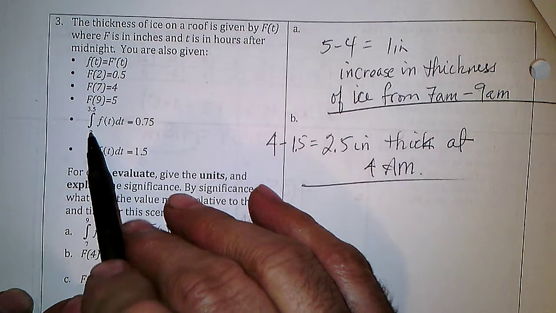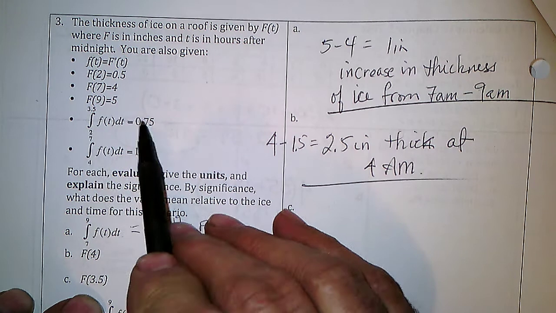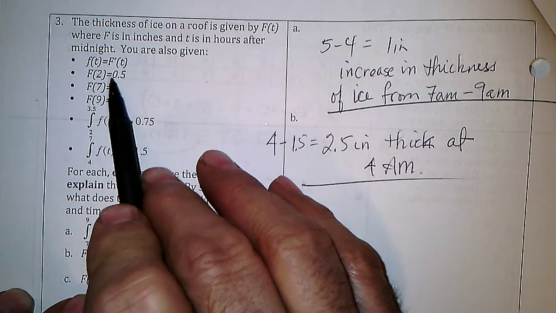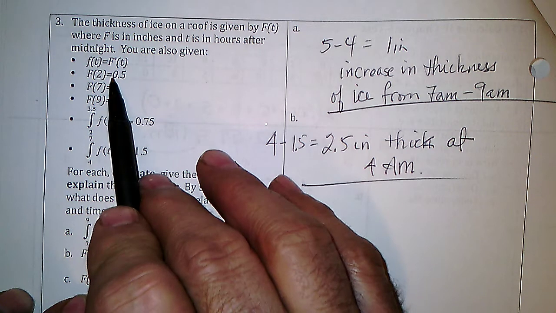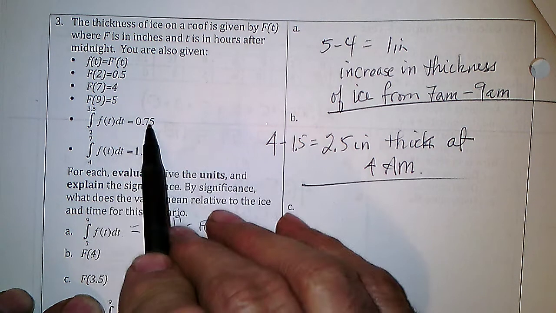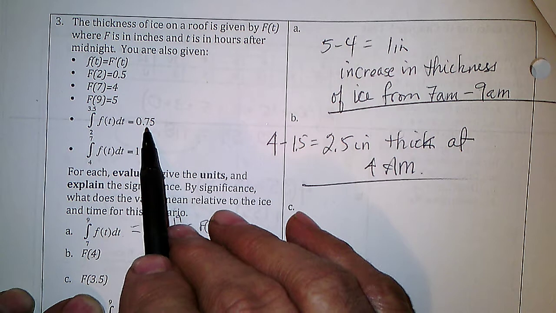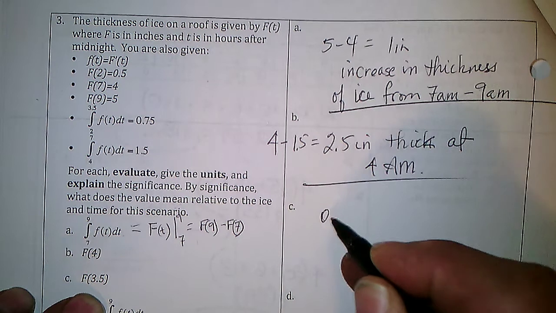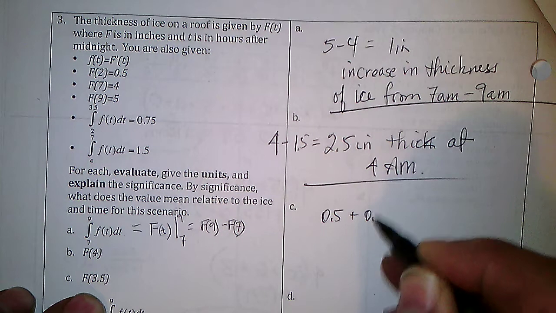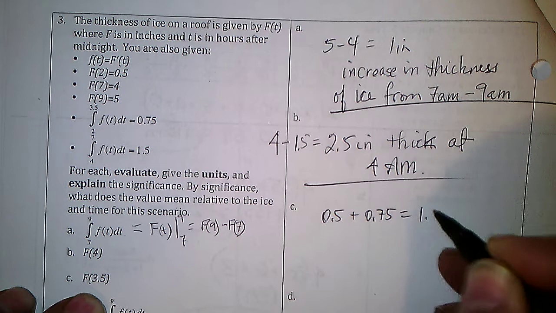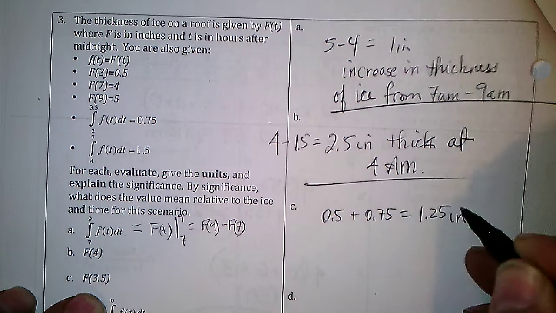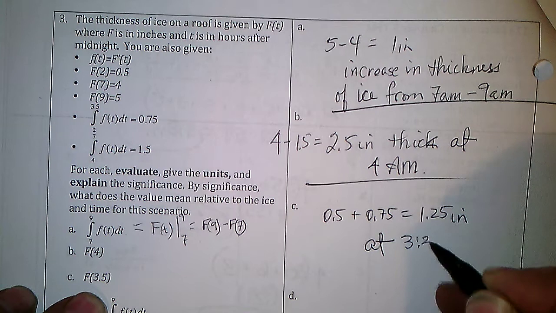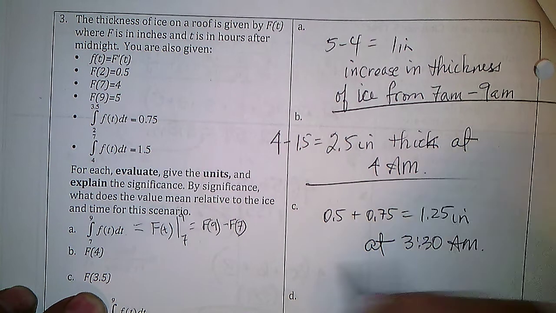From 2 to 3:30, you went up by 3/4 of an inch, and at 2 it was a ½ inch. So at 3:30, it must have been a ½ inch plus 3/4 of an inch, which is 1.25 inches. So 0.5 plus 0.75 is 1.25 inches at 3:30 a.m.